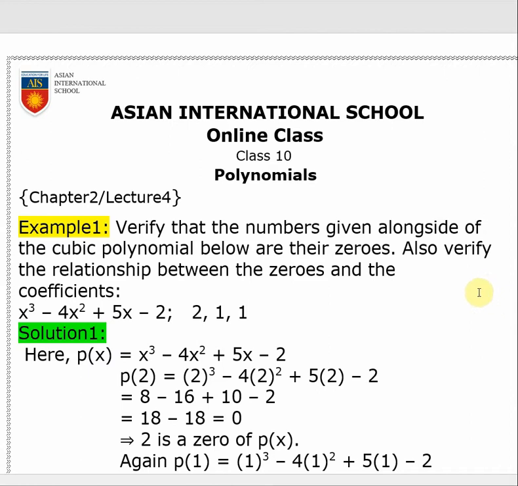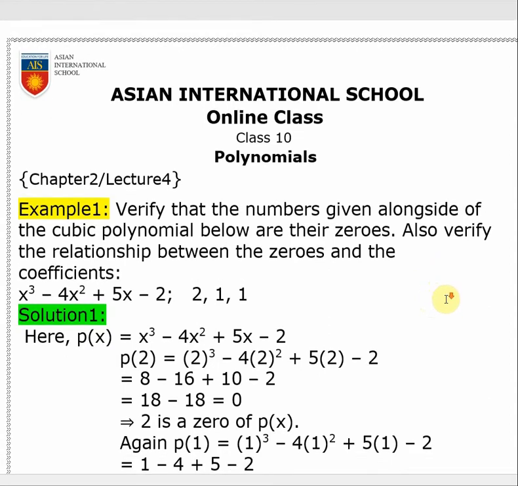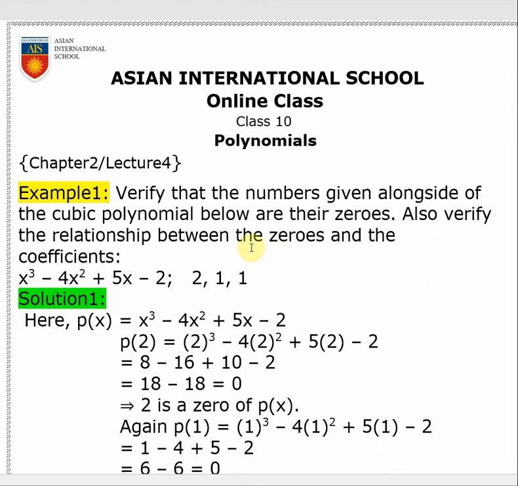Today we are going to see some other, different kinds of sums, and we will try to solve them. We will try to understand them. So at first, let's see this one, example number 1.